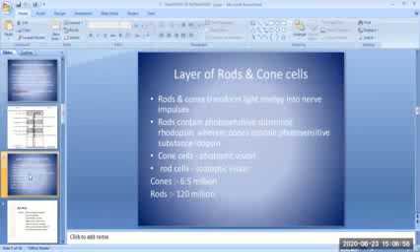The second layer is the layer of rods and cones. Rods and cones transform light energy into nerve impulses. Rods contain the photosensitive substance rhodopsin, whereas cones contain the photosensitive substance iodopsin. The cone cells are helpful in photopic vision and rod cells in scotopic vision. The cones number about 6.5 million and rods about 120 million.